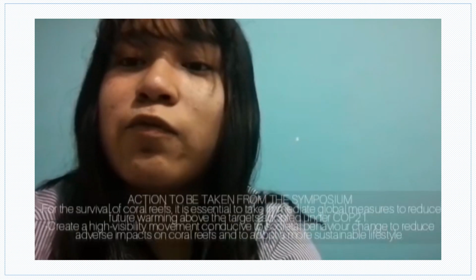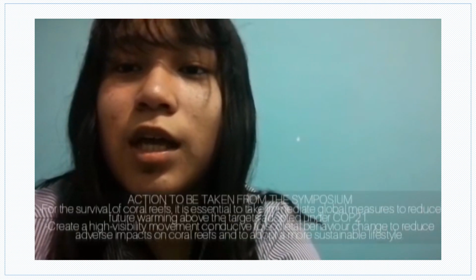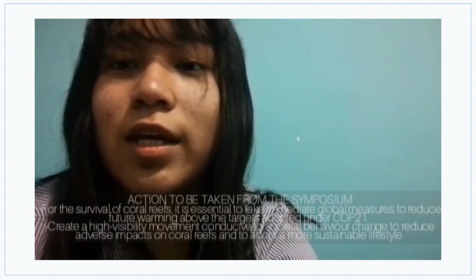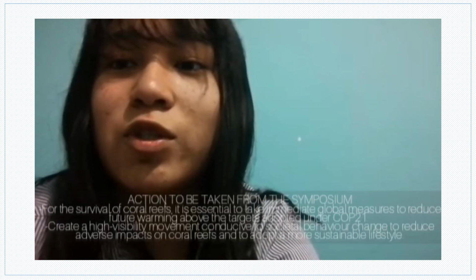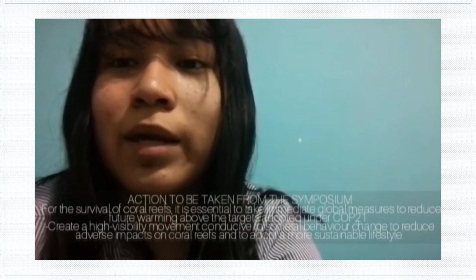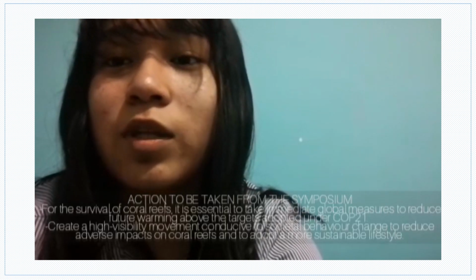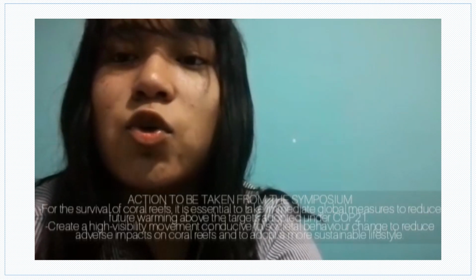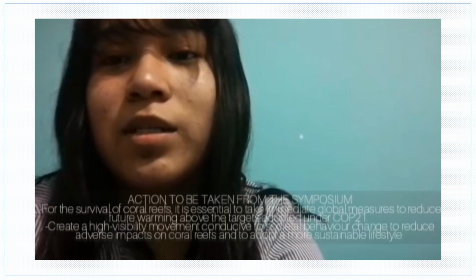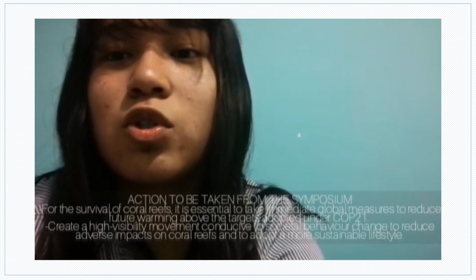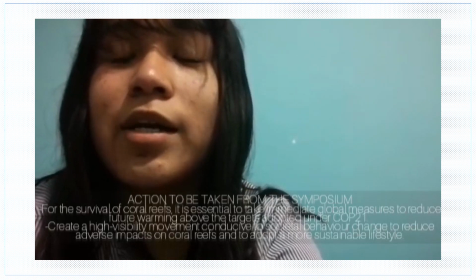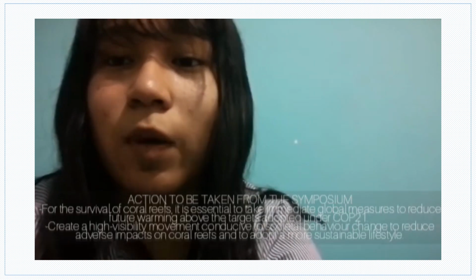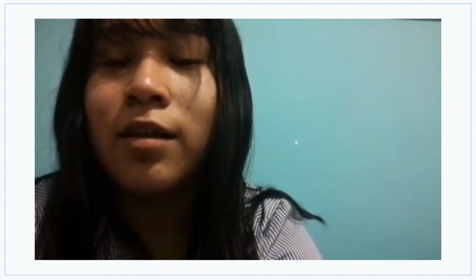Actions to be taken from the symposium. 1. For the survival of coral reefs, it is essential to take immediate global measures to reduce future warming below the targets adopted under COP21. 2. Create a high-visibility movement conducive to societal behavior change, to reduce adverse impacts on coral reefs and to adopt a more sustainable lifestyle.